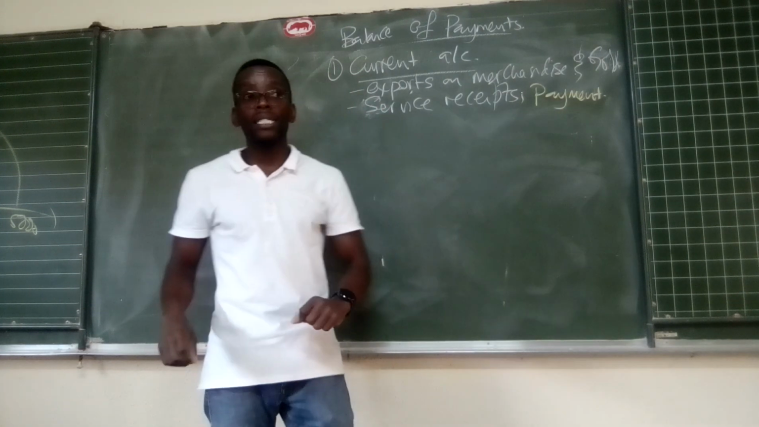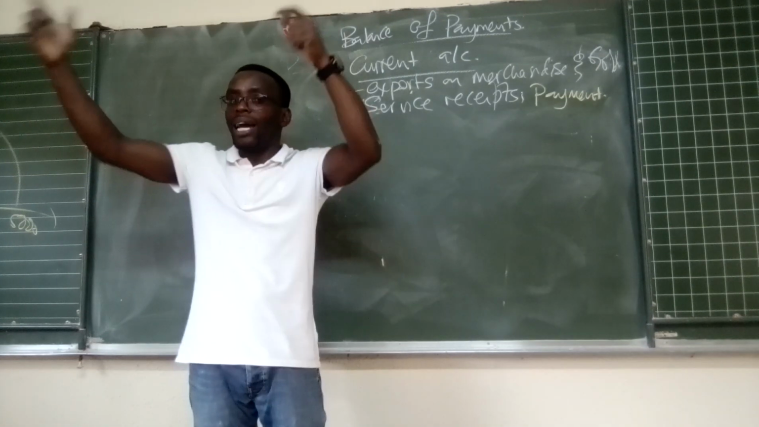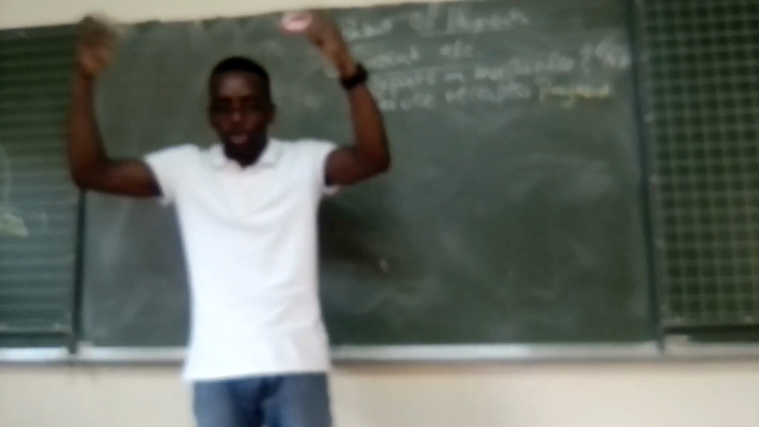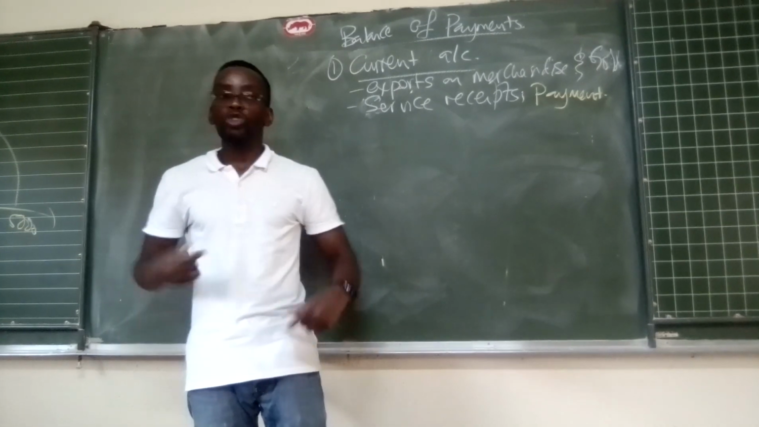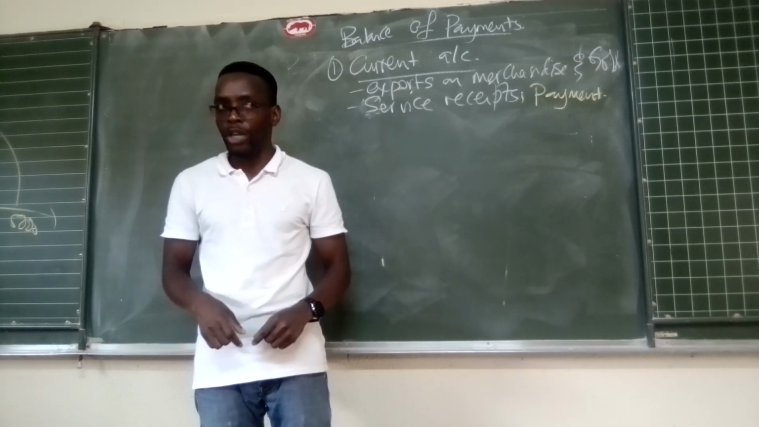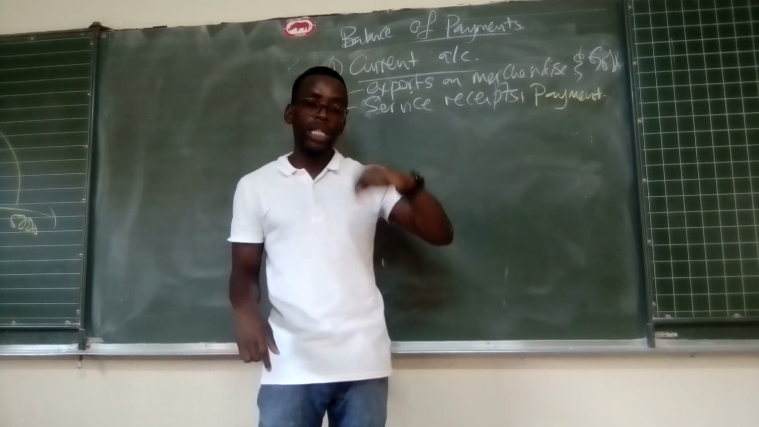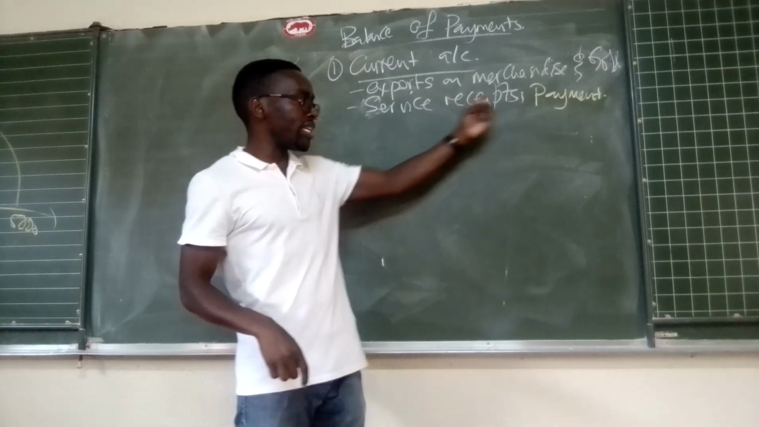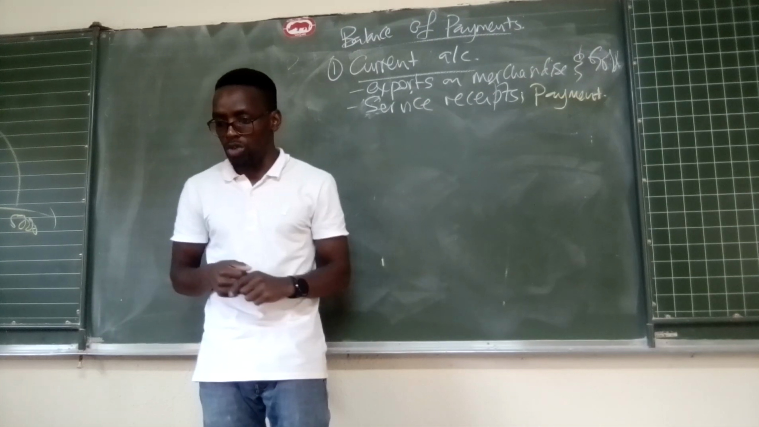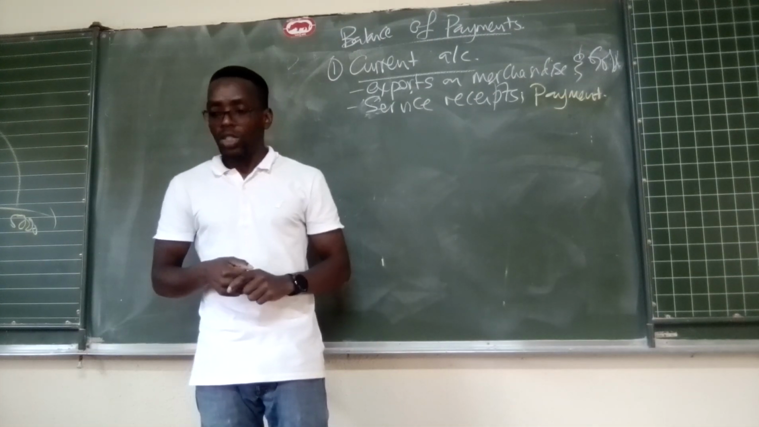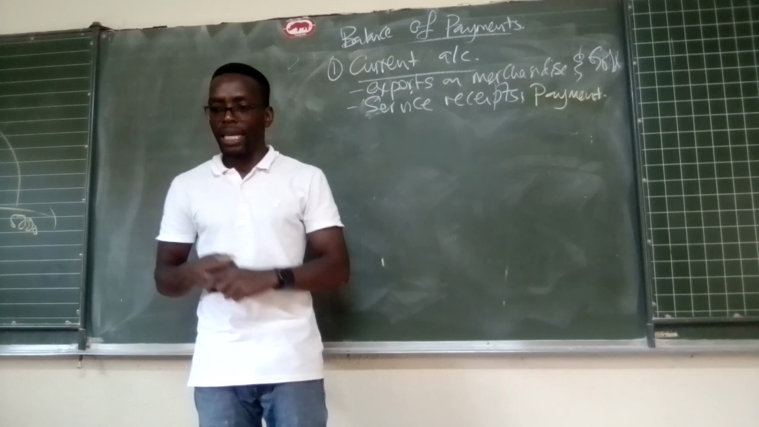And a service receipt is when tourists come from other countries, for example, tourists coming from Australia into South Africa, to spend a holiday in South Africa. The amount of money that they are going to pay to us is what we call the service receipts, because we are going to be receiving the money from those tourists as we offer them a service.